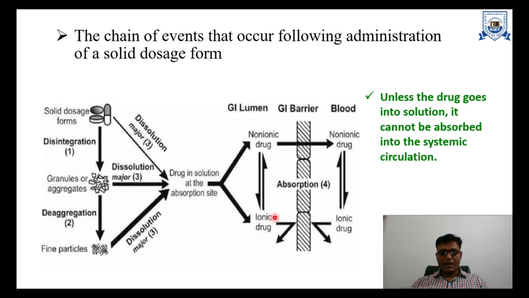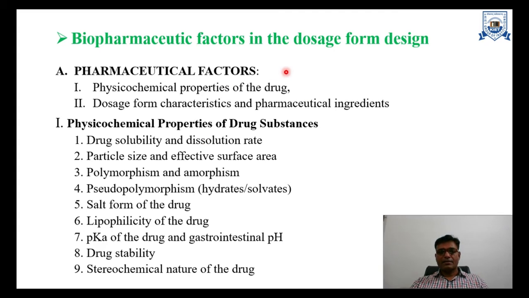The rate at which the drug reaches the systemic circulation is determined by the various steps involved in the sequence. If any one of the steps in this sequence is slow, then it may slow the absorption process. Such a step is called the rate determining or rate limiting step. Absorption from a dosage form can be influenced by a number of factors, which are the biopharmaceutical factors in dosage form design. These are also known as pharmaceutical factors.